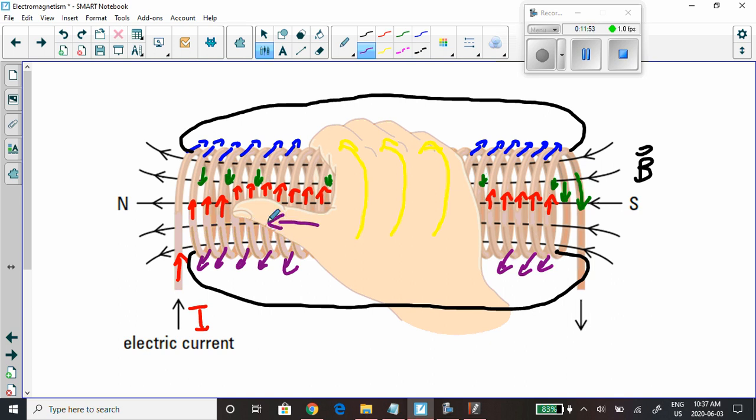And that way means this is where you place the north seeking pole. And then by default, the south seeking pole is here. So this is a right-hand rule for coils. And you get your fingertips to match the curling current.